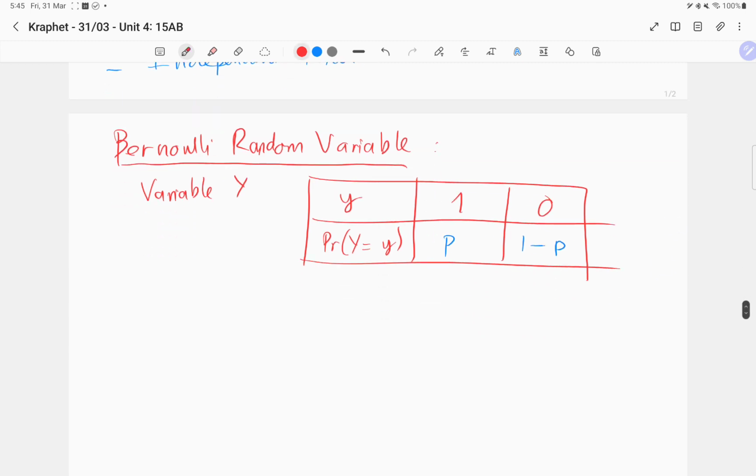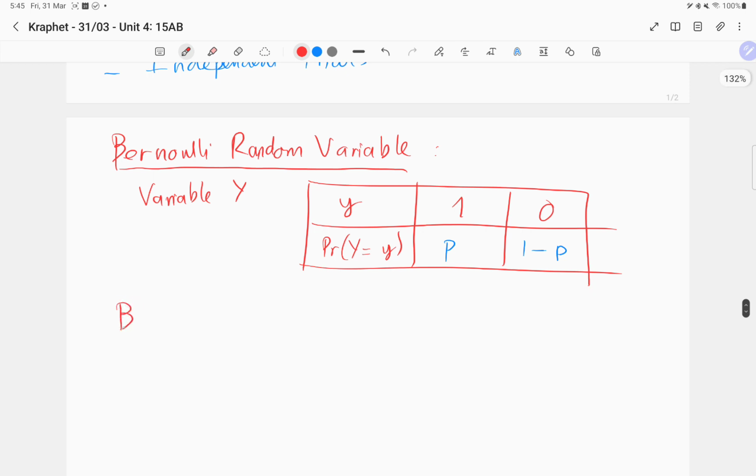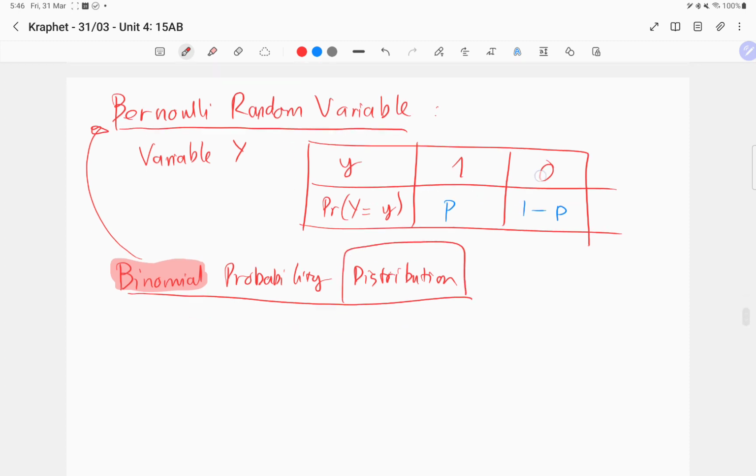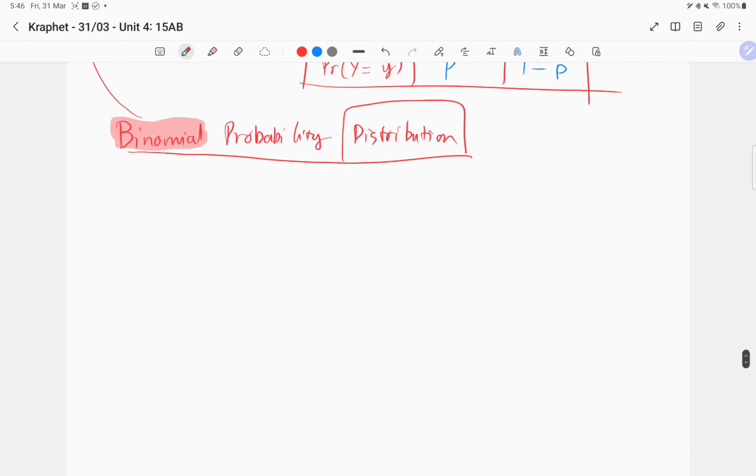Yeah? Okay, now the main thing is the binomial probability distribution. The word binomial refers to the Bernoulli random variable, right? Bi means two. Binomial means there are only two results, like success or failure. And a distribution is the distribution of the probabilities. So what does that mean?